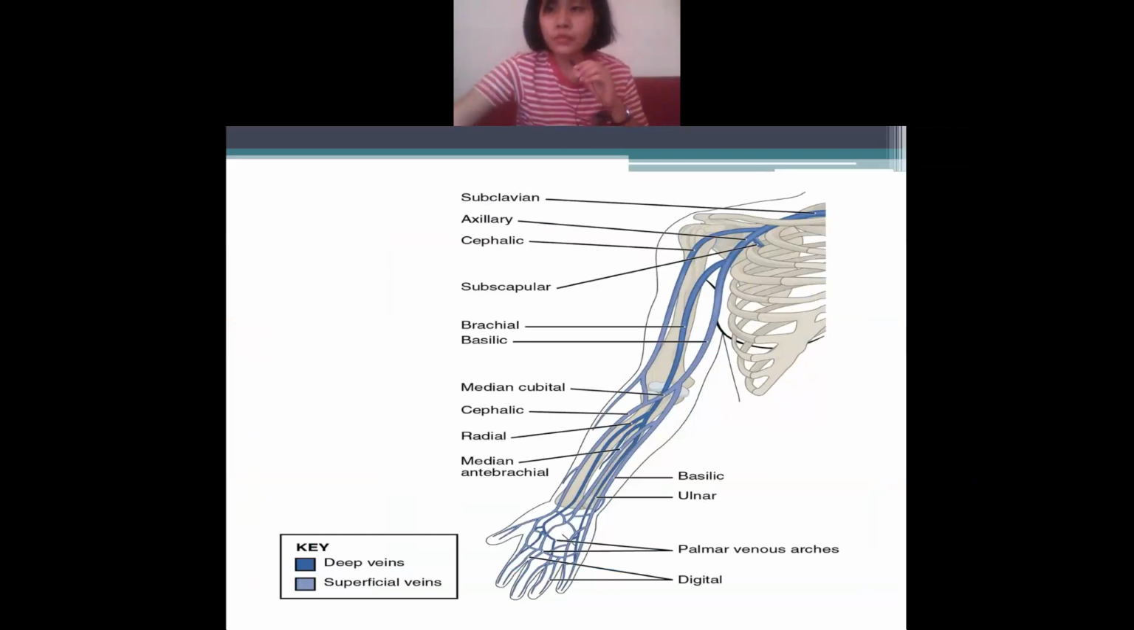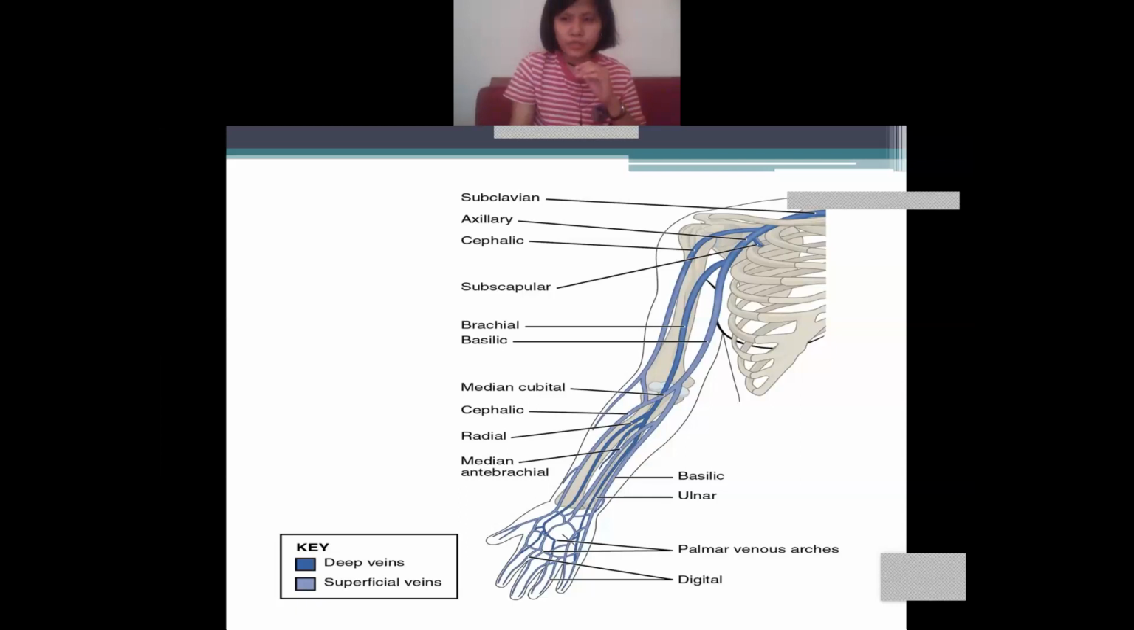So in the last class, we discussed arteries. Today, we will be discussing the veins. In the veins, you will find two groups: deep and superficial veins. First of all, we will see the deep veins. From the picture itself, you can see that they are a bit dark in color. These darker ones are deep veins.